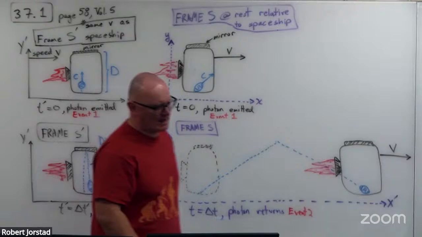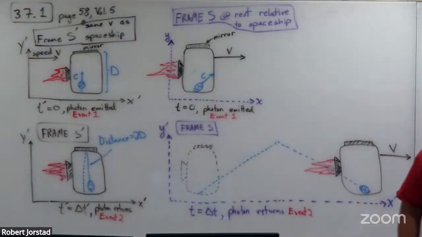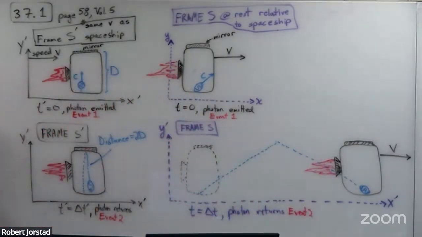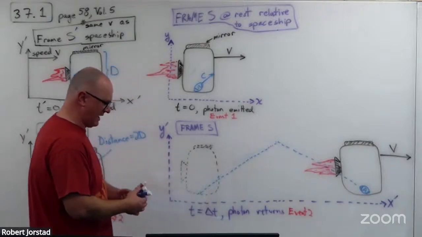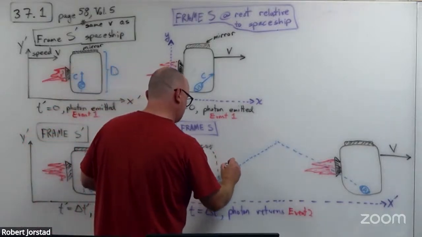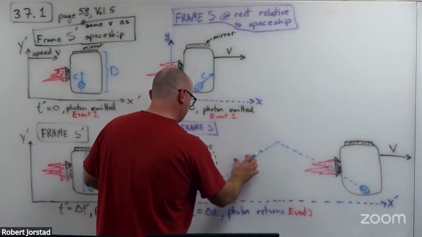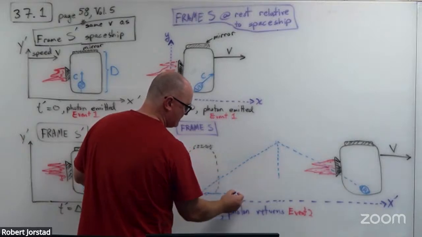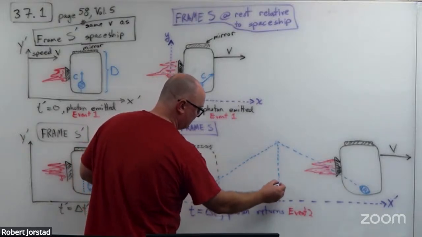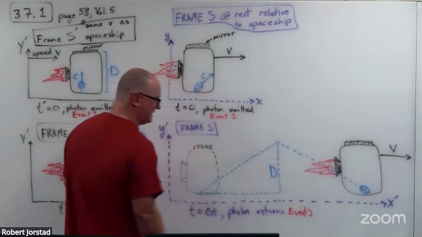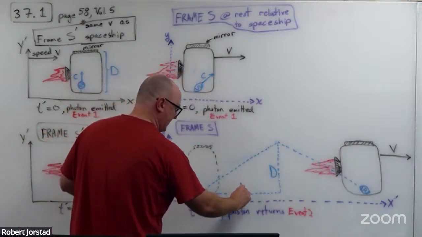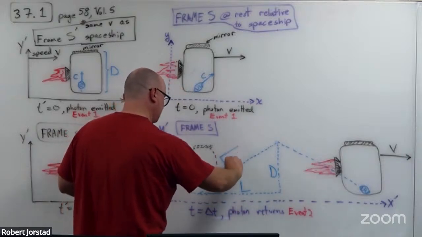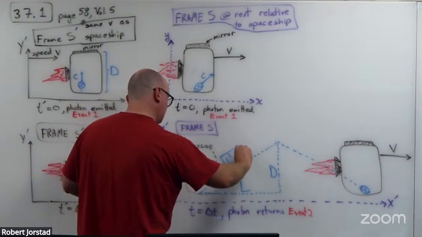Now, what is the question asking for? Determine the distance traveled in frame S. Notice this dashed blue line is describing the distance traveled. I think we can see a triangle here. This side of the triangle is d, and I'm going to call this side of the triangle L for a minute. So that means this side of the triangle is the square root of L squared plus d squared.